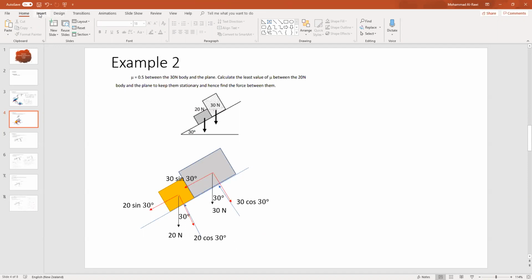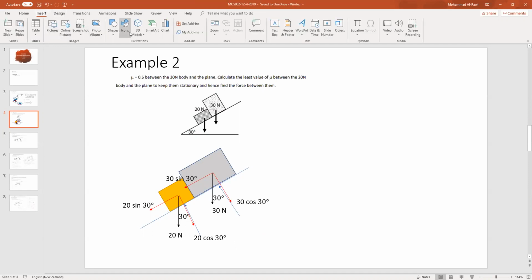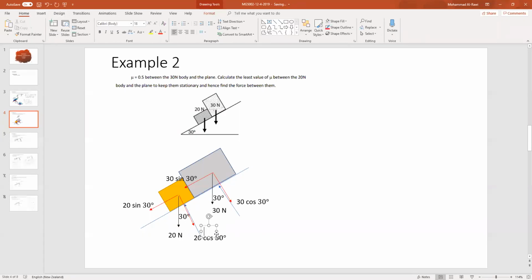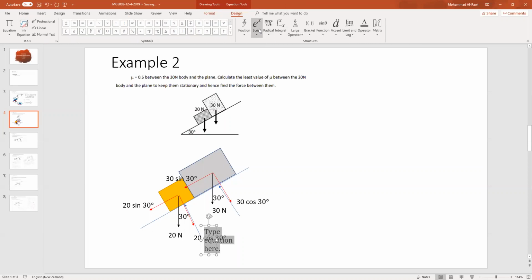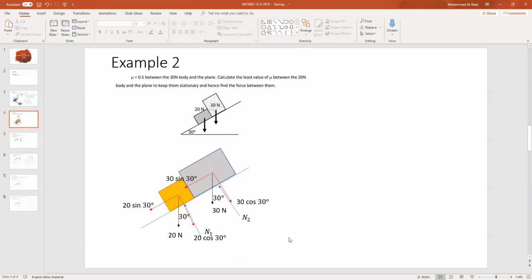Now, I need to label my normal forces to make sure I get them. So this one, we can call N1. And copy, paste, this one we call N2. So two normal forces. Why do they need different forces as well? Why didn't we treat them as one body?